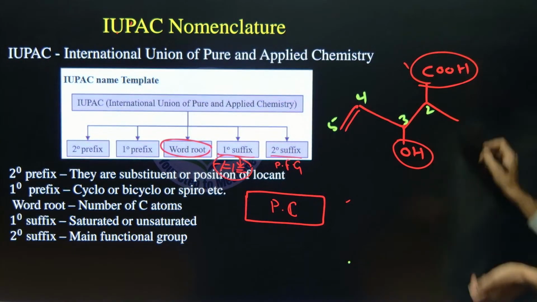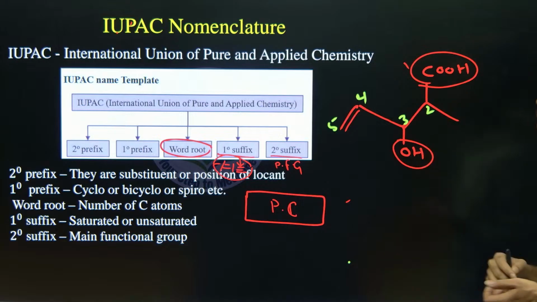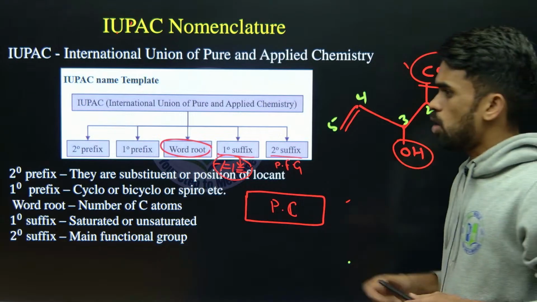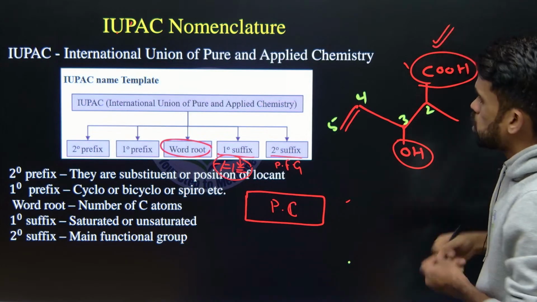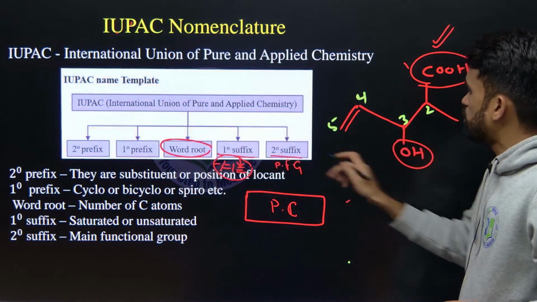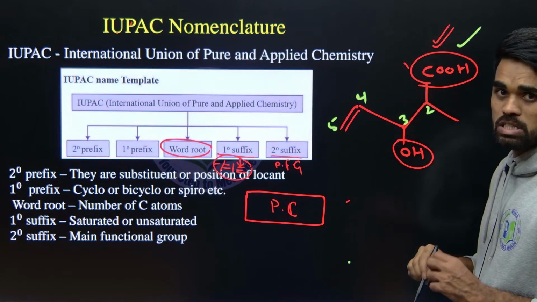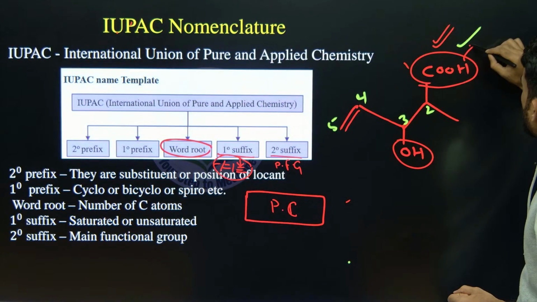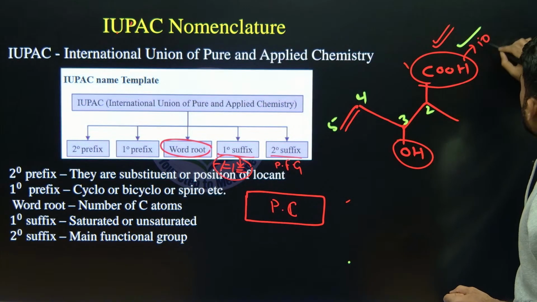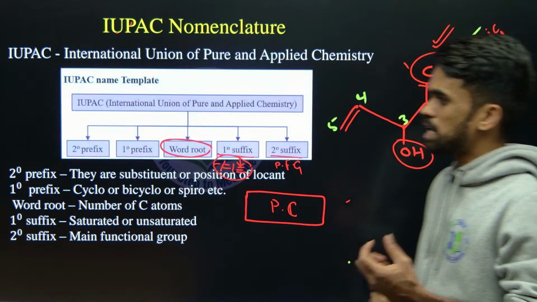At the second position we have a methyl substituent, at the third position we have an alcoholic group. Out of these two functional groups, carboxylic acid has more priority. So the name of this compound should end with carboxylic acid, the principal functional group. The suffix for carboxylic acid is oic acid. Now the OH group will be considered as a prefix.